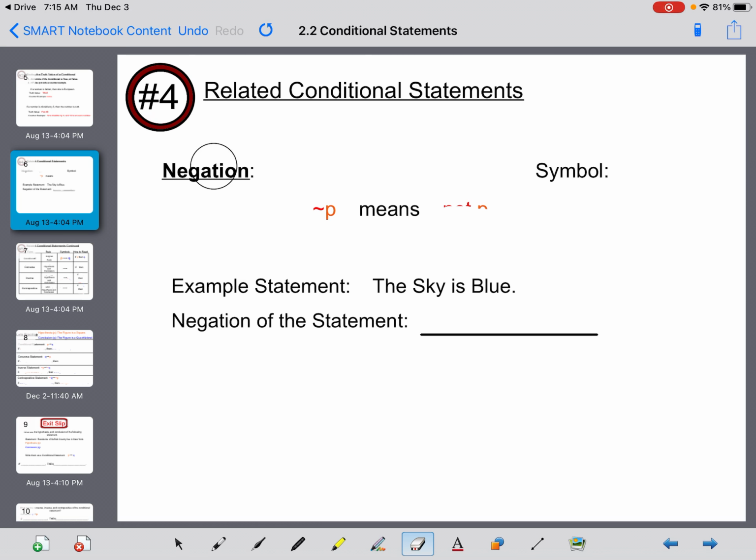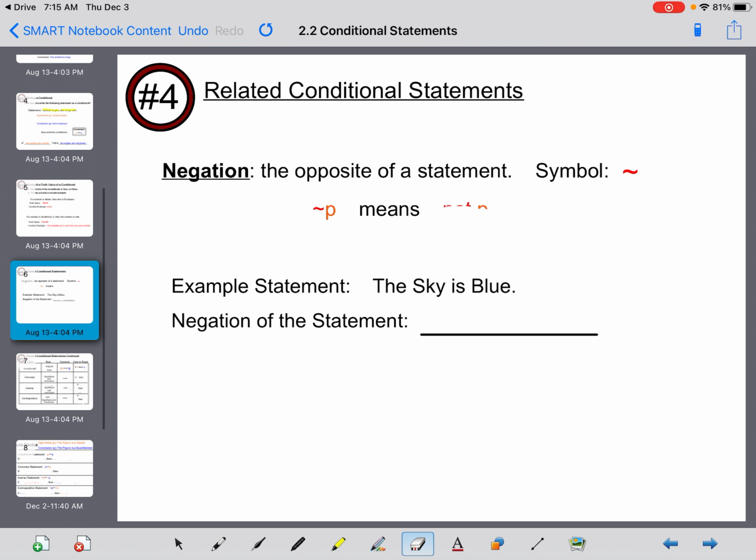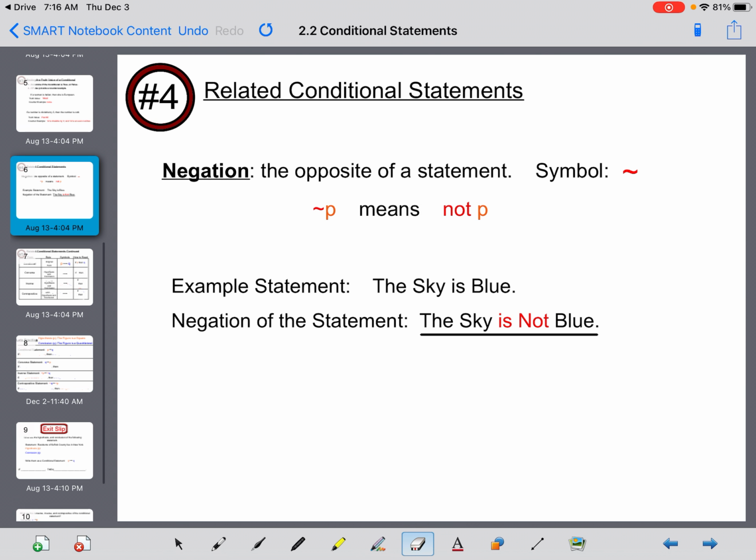Okay, related conditional statements. Now we can have negations, which is the opposite of a statement. The symbol of a negation is this little squiggle line right there. So if I have a squiggle and then a P, remember P is our hypothesis, this means not P. Whenever you see the negation symbol, it means not. It changes the value, the positivity. So for example, the sky is blue. If I'm going to negate that statement, it would be the sky is not blue. Negations are fairly simple.